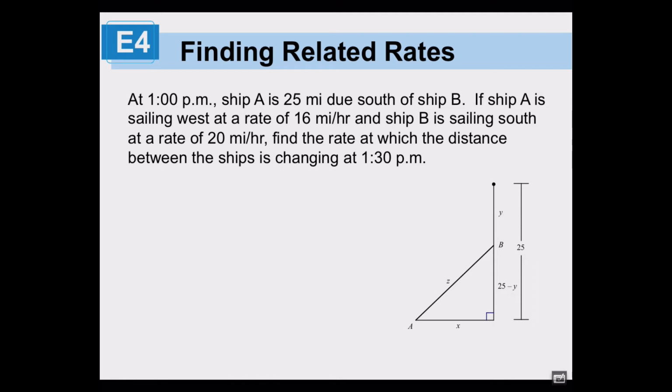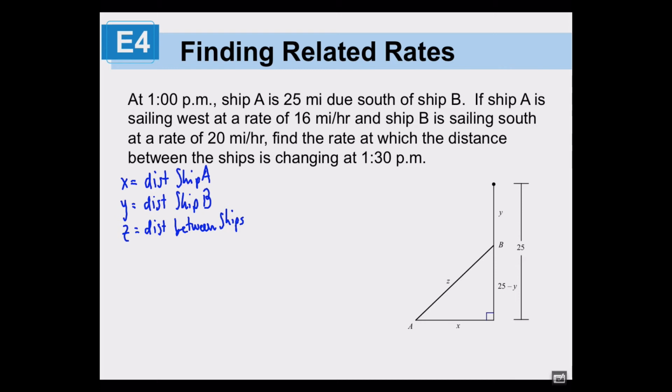Let's see. Got the picture. X is equal to distance for ship A. Y is equal to the distance for ship B. And Z is the distance between ships. That's step 2, correct? Yes. What's step 3? What do we know? What are we looking for?